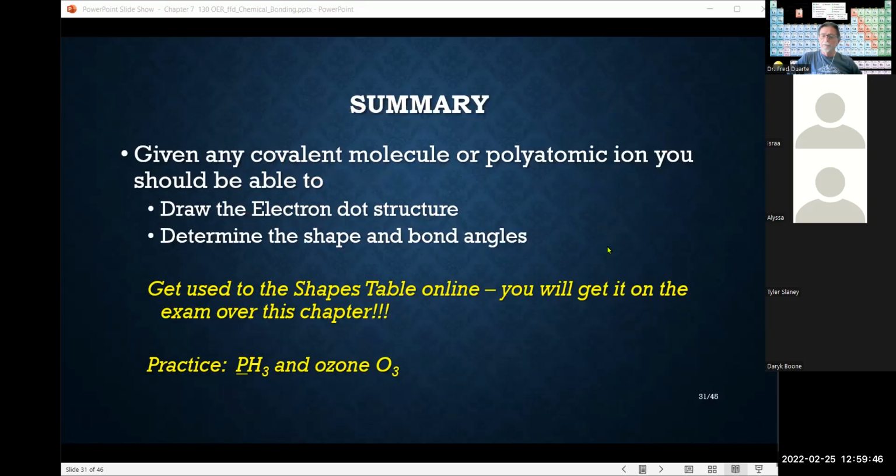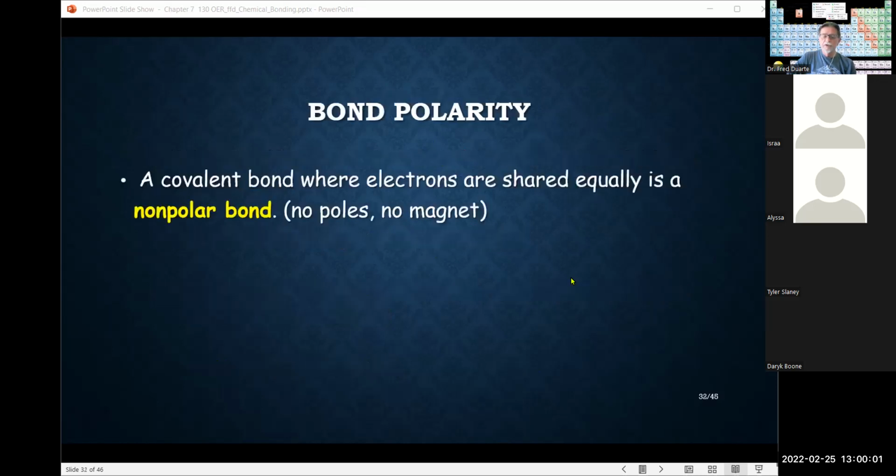Okay, all right, any questions up to this point? Because we're going to get into what's called bond polarity. No questions? This aspect, bond polarity, is something that just keeps popping up as we go through the chapters. It has a big effect on a lot of the properties of the molecules that we work with.